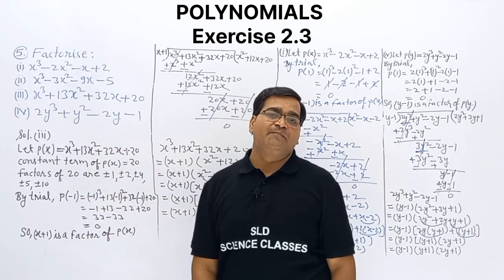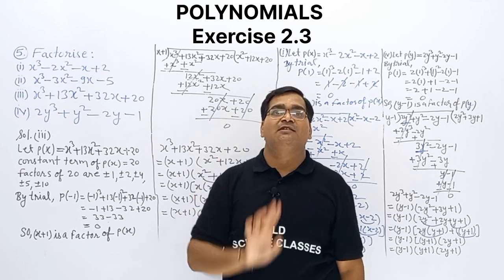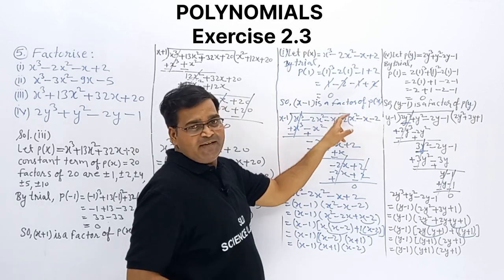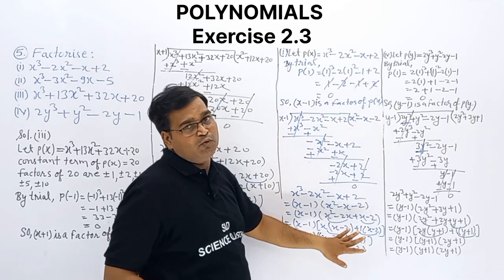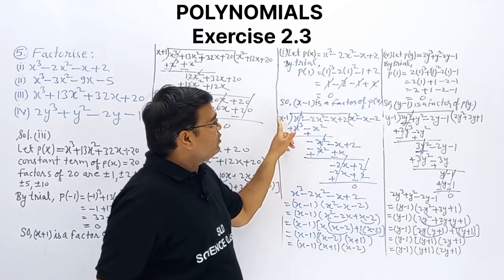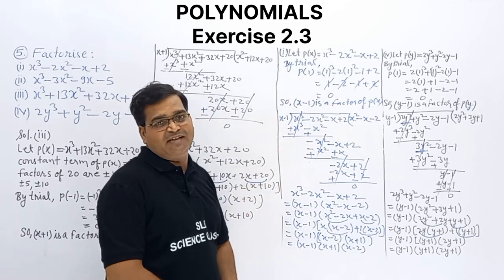Then we divide the given cubic polynomial by that factor. Then we are getting what? A quadratic polynomial. Then we factorize this quadratic polynomial, and we are getting 2 factors. So 2 factors from this one and 1 by trial. In this way we are getting 3 factors of the cubic polynomial.